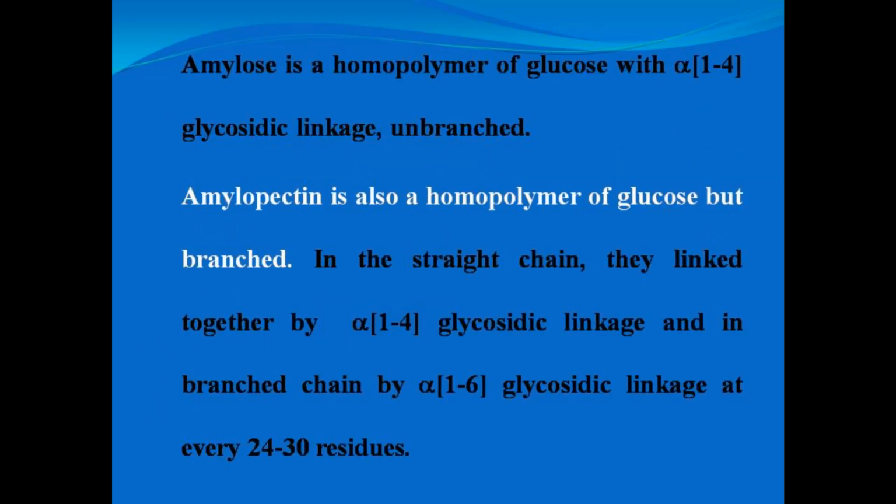Some general information about amylose and amylopectin. Amylose and amylopectin both are homopolymers of glucose, but amylose is unbranched and linked together by alpha-1,4 glycosidic linkage, but amylopectin is branched in structure. In the straight chain, they are linked together by alpha-1,4 glycosidic linkage, and in the branched chain, they are linked together by alpha-1,6 glycosidic linkage.